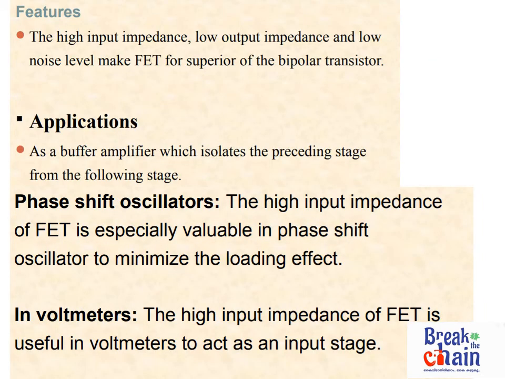Now, what are the features and applications of FET? Features: high input impedance, low output impedance, and low noise level. Low noise level makes FET superior to bipolar transistors. Applications: as a buffer amplifier, which isolates the preceding stage from the following stage. It is also used in phase shift oscillators and in voltmeters because of its features.